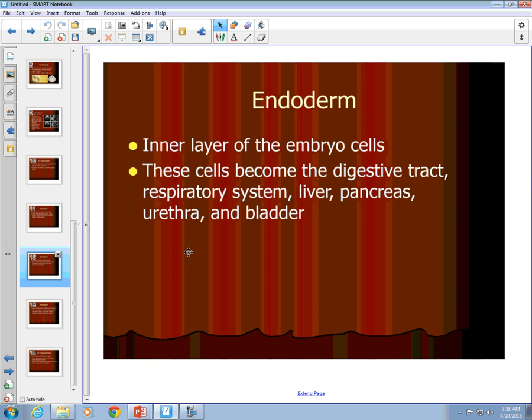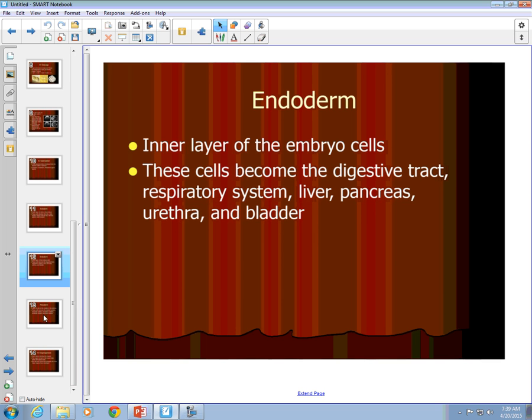Then we have the endoderm, so think of the innermost layer of the embryonic cells, and those would develop into things in the very inside of your body, like your digestive tract, your respiratory system, including your lungs, your liver, your pancreas, the urethra, which is part of your excretory system, and the bladder.